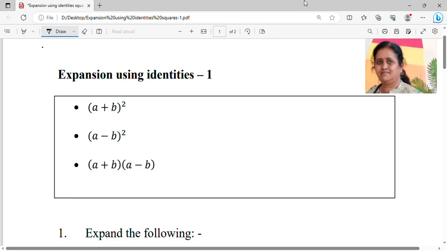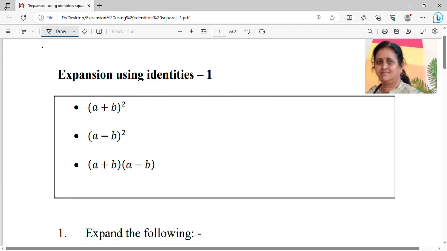Welcome to another session of learning expansions. I hope you all enjoyed and learned from the previous session, that is expansion of basics. Now let's move on to the next part, that is expansion using identities.